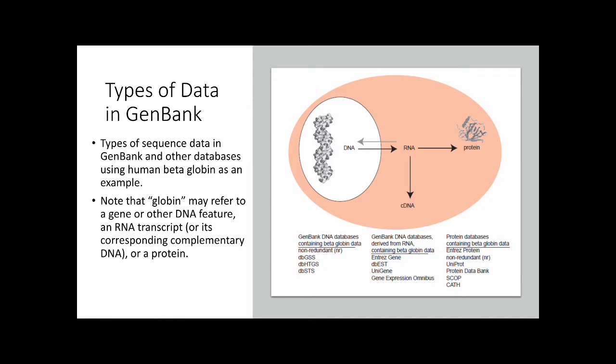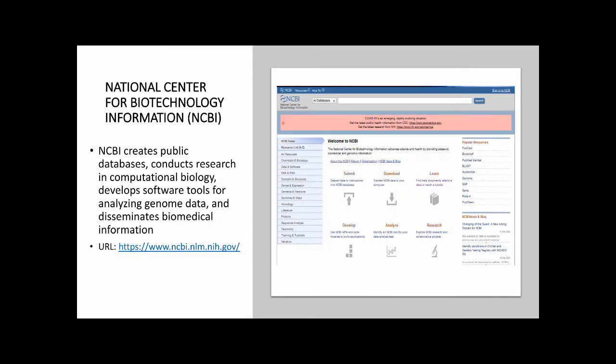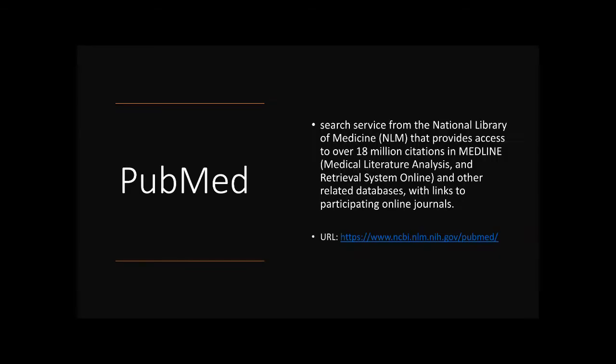So there are lots of links from that. Actually, it's better if you explore it for yourself. So the NCBI creates public databases, conducts research in computational biology, develops software tools for analyzing genomic data, and disseminates biomedical information. Actually, NCBI is a database of databases. Inside NCBI you have GenBank, the protein database, the OMIM database, and actually a lot of different databases.